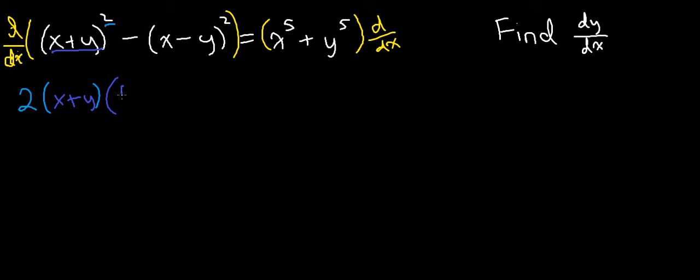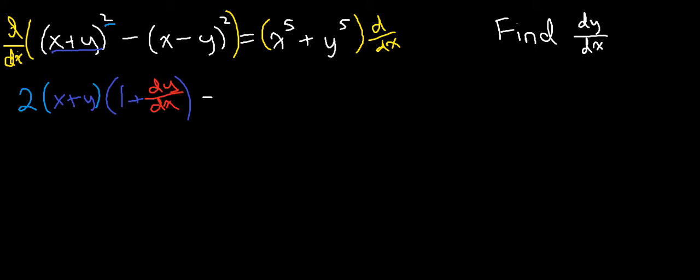So the derivative with respect to x of x is simply 1, and the derivative of y with respect to x is simply dy/dx. Everywhere I write a dy/dx, since that's what we're solving for, I'm going to write that in red, since we're used to solving for dy/dx in red.